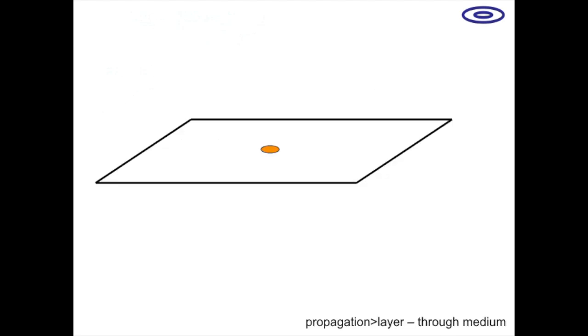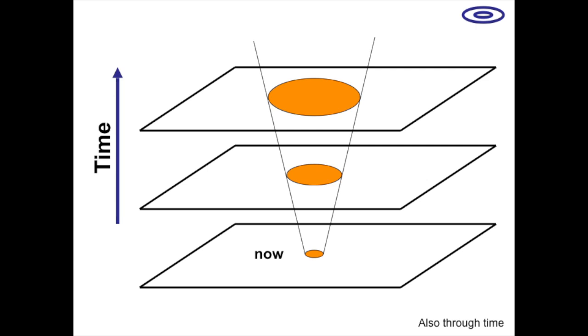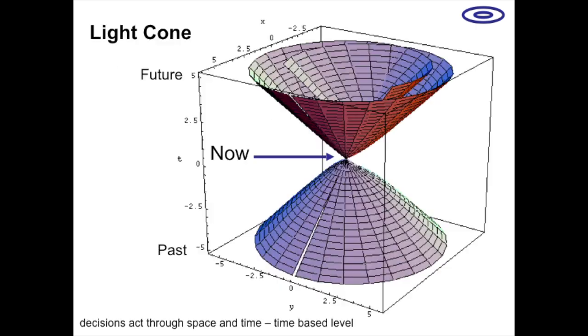Through layers, there's a medium usually that propagation occurs through. We think of it as propagating through space, but it's also, of course, propagating through time. There's something that physicists use called the light cone. And this is a view of time where the future is on the top, the past is on the bottom, and now is in the middle. And this is basically showing what you can impact from where you are in this space-time into the future and what you could have impacted into the past.